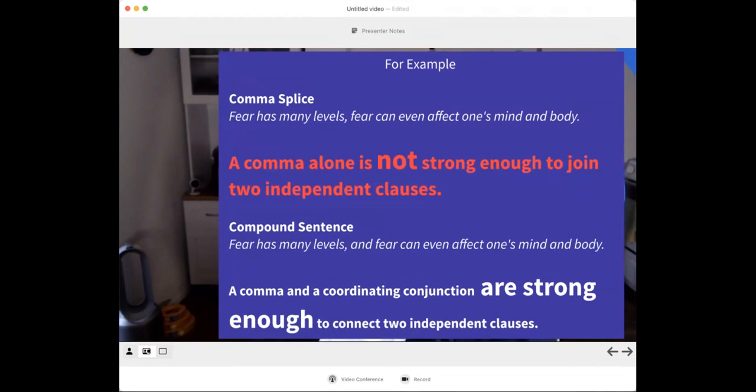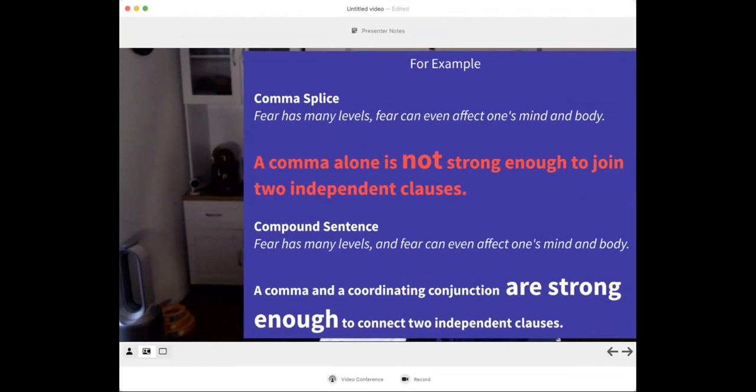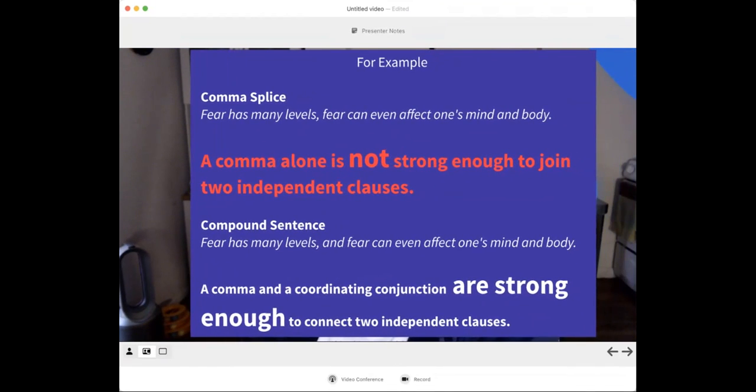For example, comma splice: Fear has many levels, comma, fear can even affect one's mind and body. Right? That's a comma splice. A comma is not strong enough. I keep repeating it until it drives everybody crazy, but I will. A comma is not strong enough alone to join two independent clauses. So I make it into a compound sentence. Fear has many levels, comma, and fear can even affect one's mind and body. A comma and a coordinating conjunction are strong enough to connect two independent clauses.